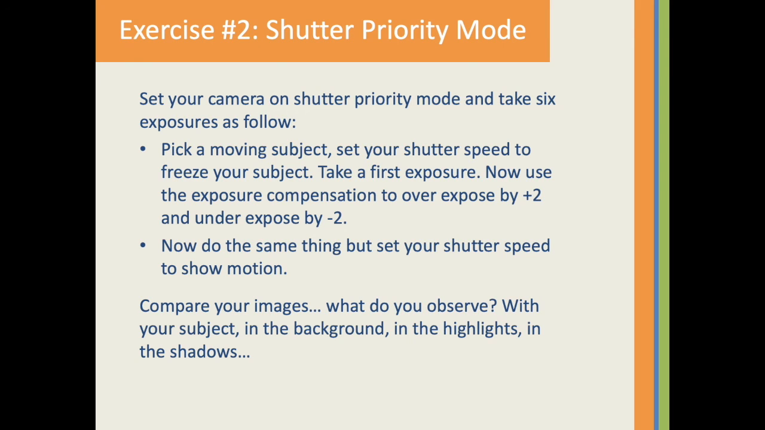For this reason, we are going to do the same exercise with the shutter priority mode. So you'll set your camera on shutter priority mode and you'll pick a moving subject to photograph, like a fountain or a waterfall. And you'll set your shutter speed to one that freezes your subject and another one that shows motion. For each shutter speed, you are going to take 3 exposures: one correctly exposed image, one that will be underexposed, and one that will be overexposed.